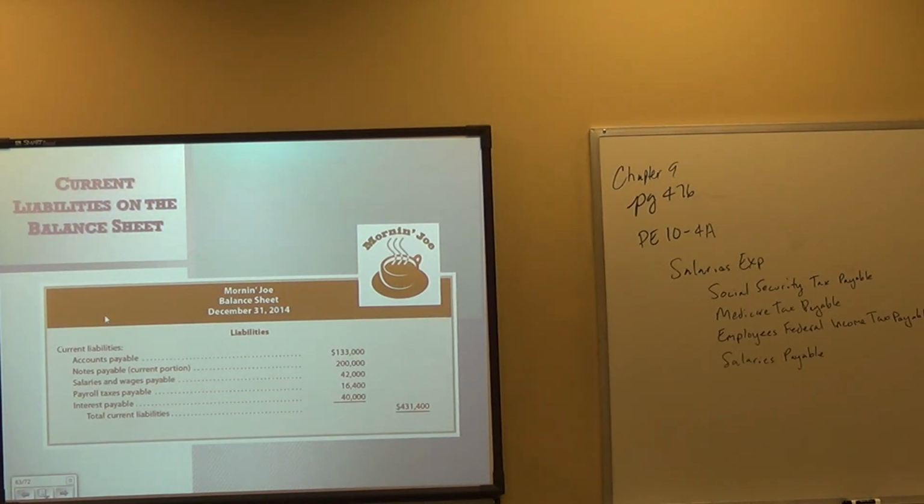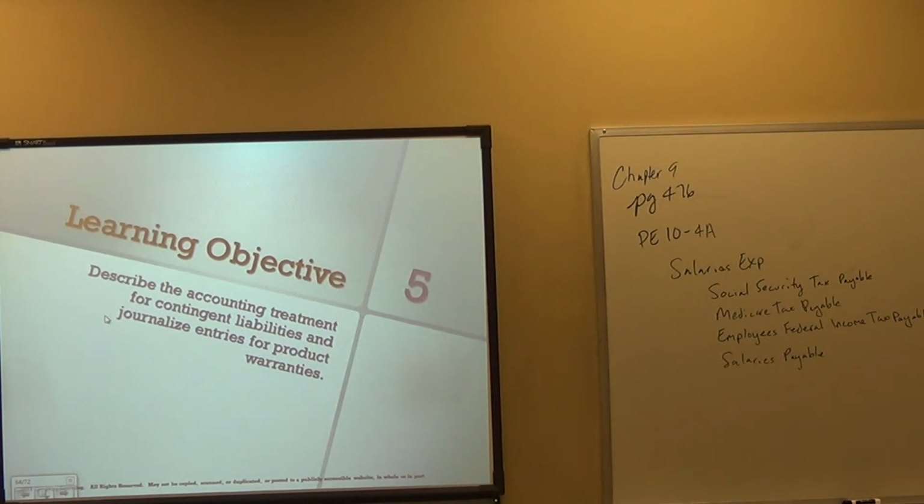So in here, these are some of the liabilities, just kind of what the balance sheet looks like as a part of that. As you can see, our salaries and wages payable is a considerable amount, so is our payroll taxes, and so is our interest payable. So, questions on any of that stuff I just talked about?